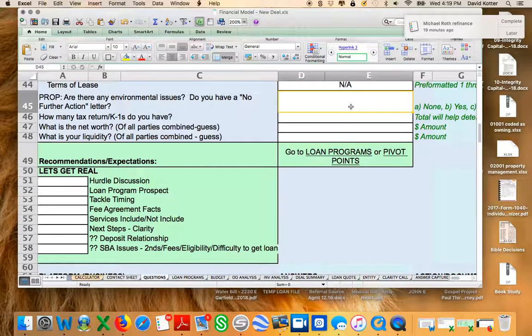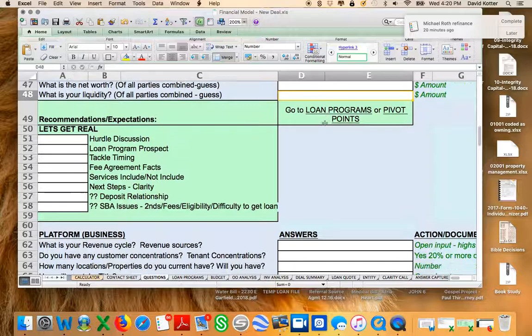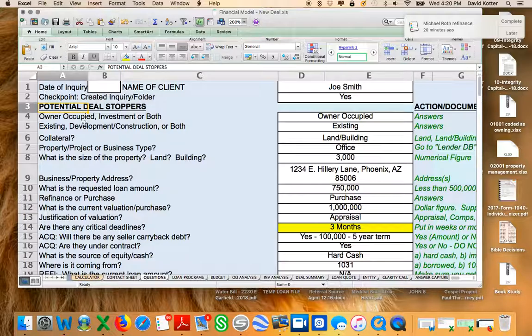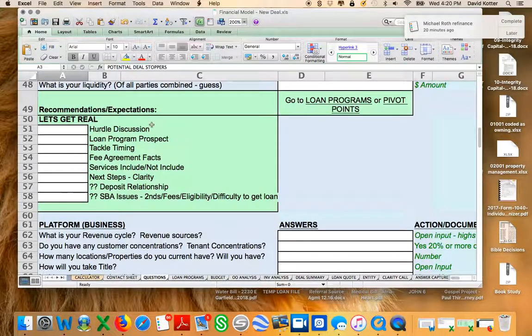Are there any environmental issues that we need to know about on the property? You know, was there any leaky tanks? Things of that magnitude. And then what is the most recent tax return they filed? 2016, 17, 18, 19, what is it? And then what is their net worth, meaning their assets minus their liabilities? And finally, what is their liquidity? How much cash do they have? All of these questions are really what we would call potential deal stoppers. So we want to know all these things to make sure we possibly cut it off here.